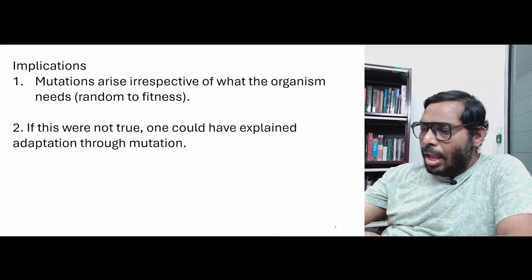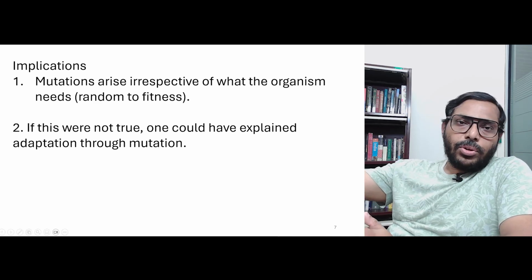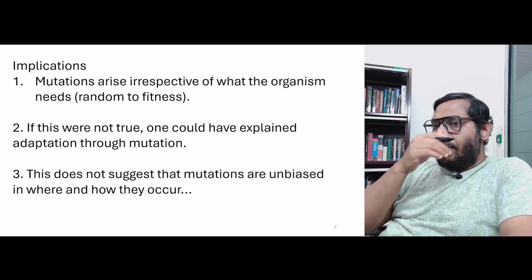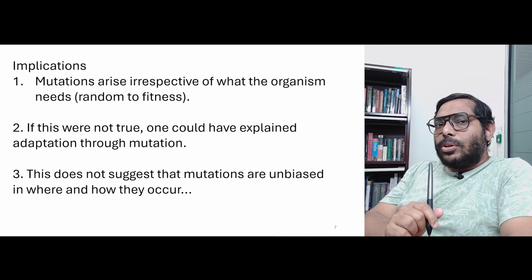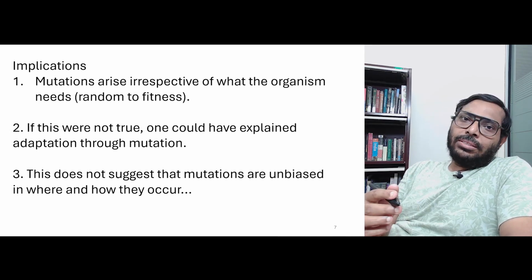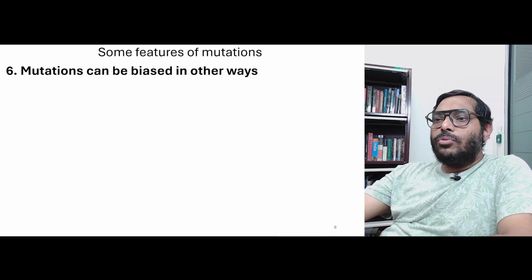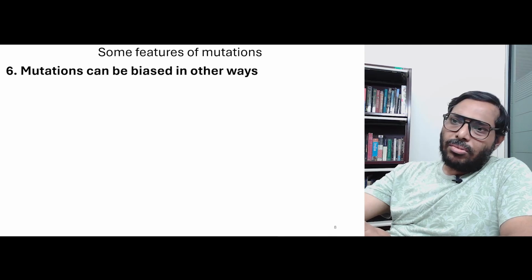Okay. So adaptation cannot be explained through mutation, and hence Darwin's theory of adaptation through natural selection got a lot more credence. However, the big thing to remember is, although mutations are random with respect to fitness, that doesn't really mean that they are unbiased in other ways. Actually, one can see that there are many ways in which mutations can be and are actually biased. I will give you just 3 examples.